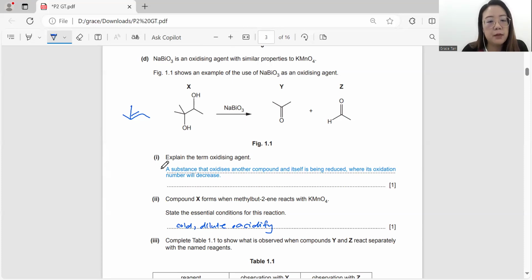Now, part 2. Compound X forms when methylbutadiene reacts with KMnO4. State the essential conditions for this reaction.